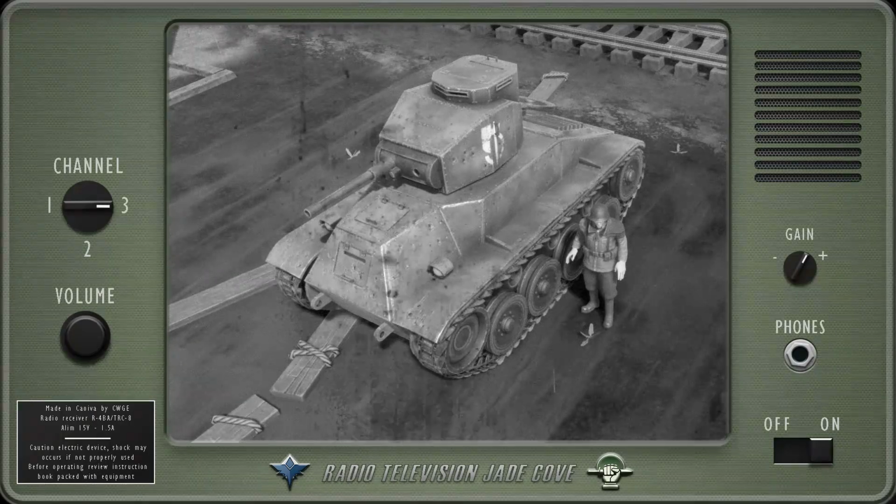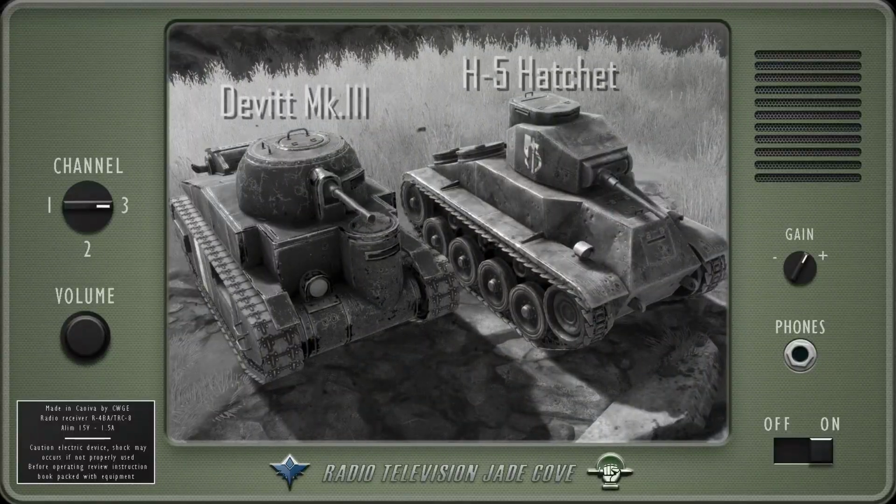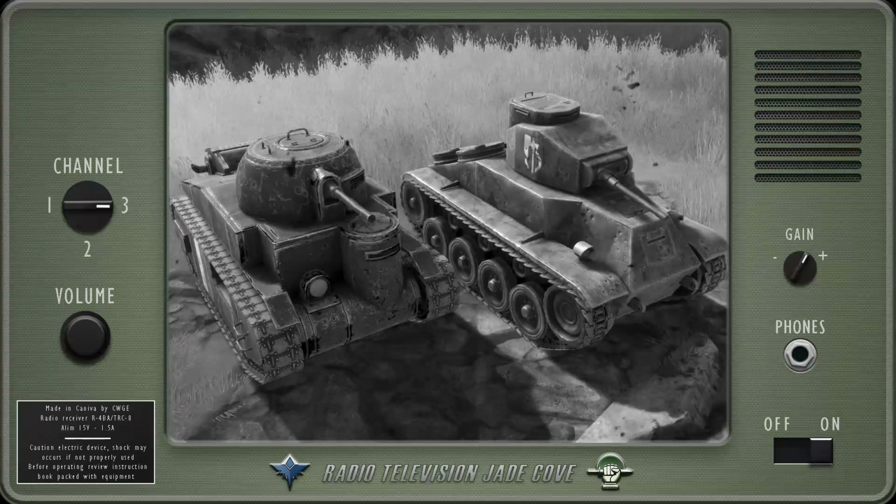These tanks represent the principle of the armored vehicle in its most simple form. They are a must for any aspiring tanker. The crew consists of a driver, a gunner, and an observer, also known as the tank commander. The main differences between a Devitt and a Hatchet are slightly better armor for the former and a slightly lower price for the latter.